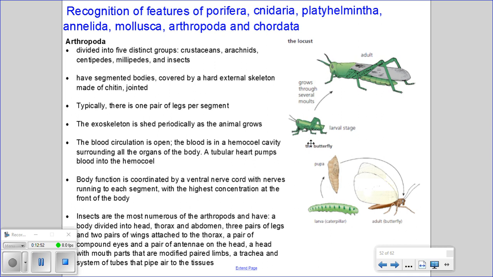And so these diagrams just show various examples of arthropoda. As they grow, they basically will shed their exoskeleton for a larger exoskeleton as they grow into it. And then arthropods can also have varying life stages as well. So for example, the caterpillar, which enters into a pupa phase and then into that butterfly phase.